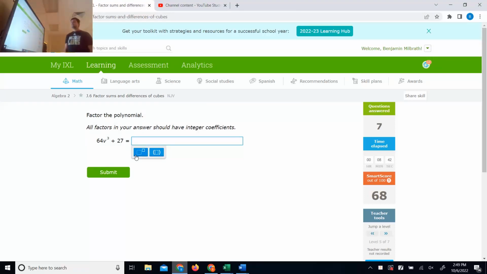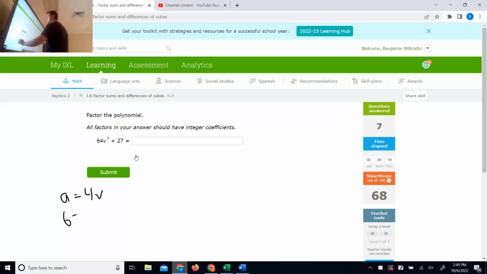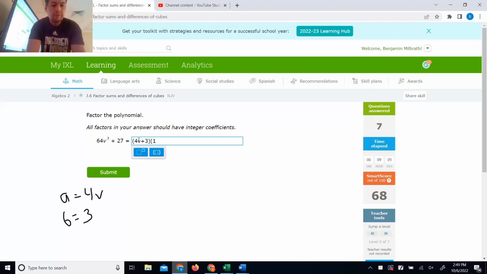64v cubed plus 27, easy peasy. I take a 4 and a v and I cube it, I get 64v cubed. I take a 3 and I cube it, I get 27. All right. So thinking about my pattern here, this guy is going to be 4v plus 3. I'm going to square 4v and get 16v to the second. There's a minus sign here. Plus minus plus. 4 times 3 is 12. Don't forget about the v. And then I take the 3 and I square it and I get 9.